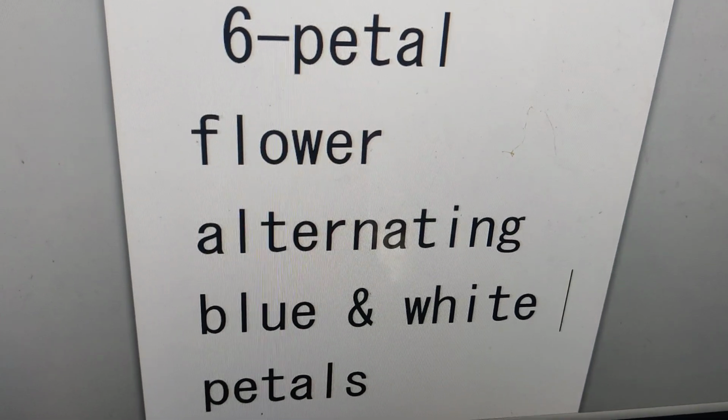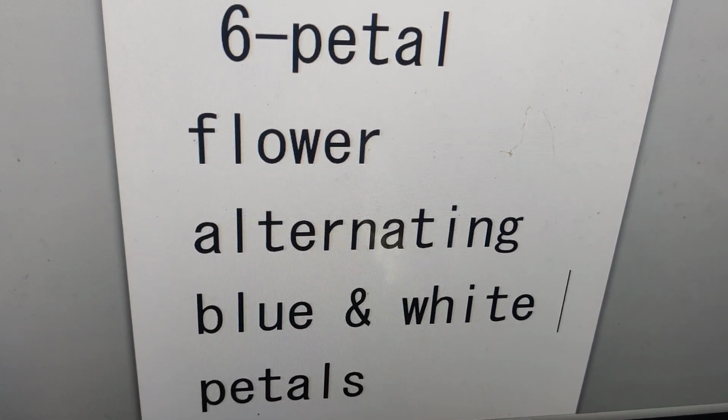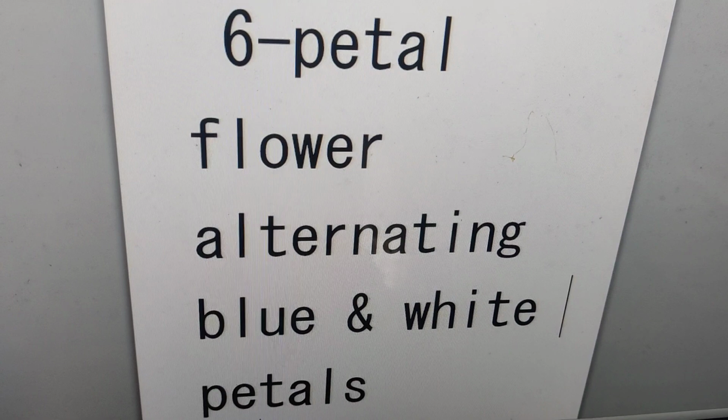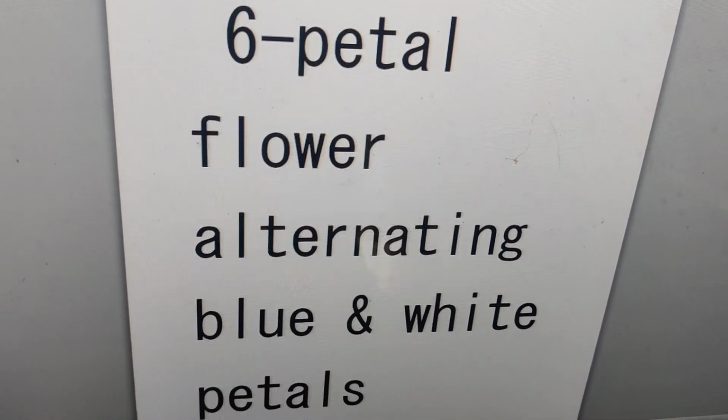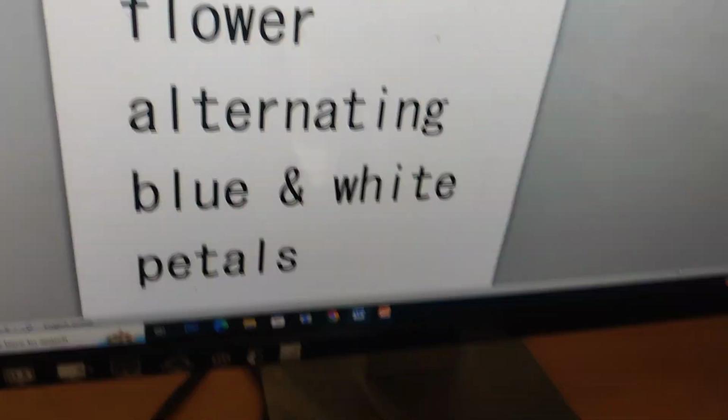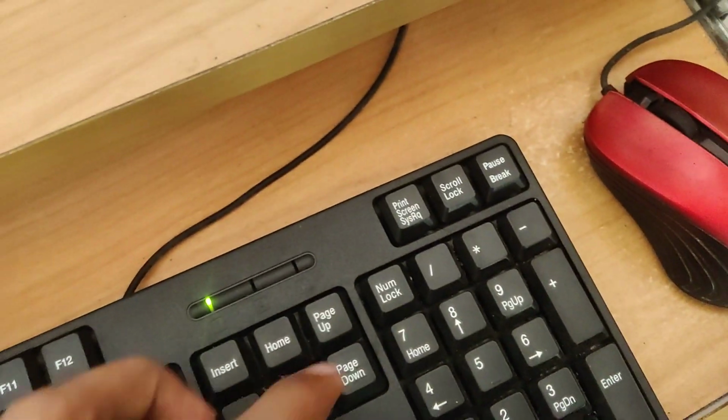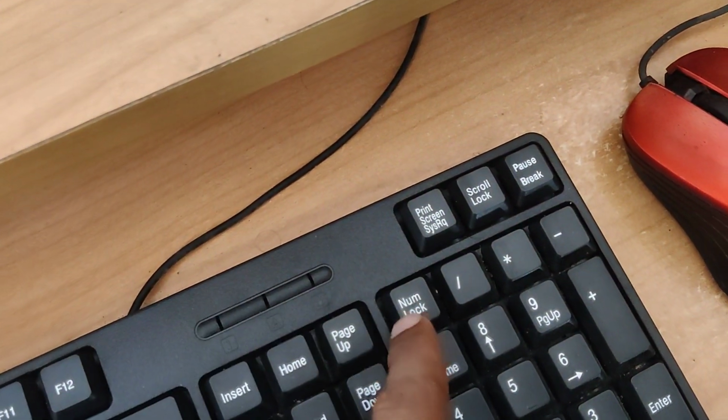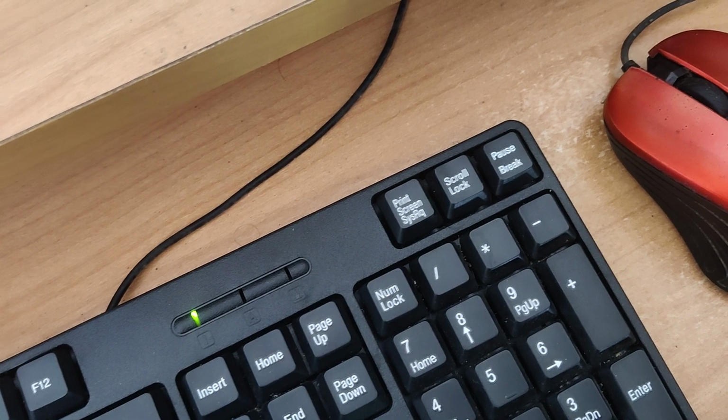In this video we are going to discuss the six petal flower in alternating blue and white colors. So how to create this on your computer is shown in this video. For doing this you must open Microsoft Word on your Windows computer, and if the numlock key on your keyboard is off, you must turn on the numlock.